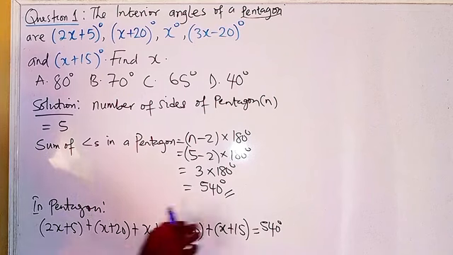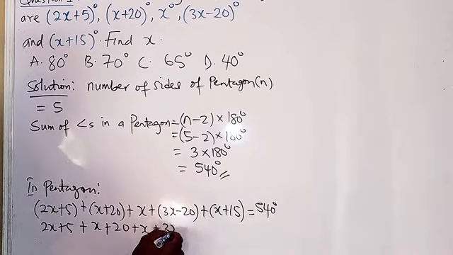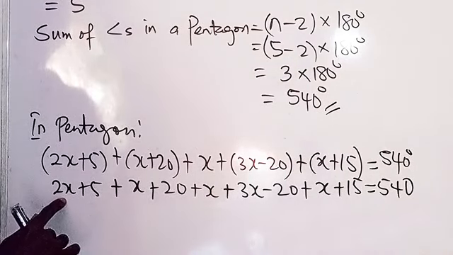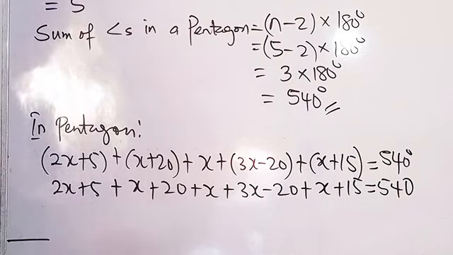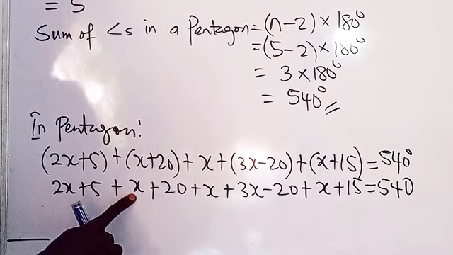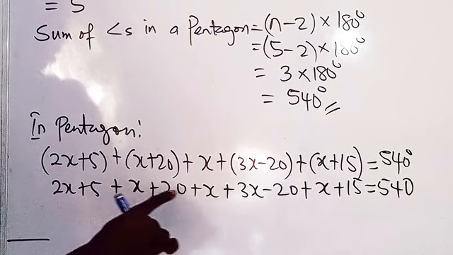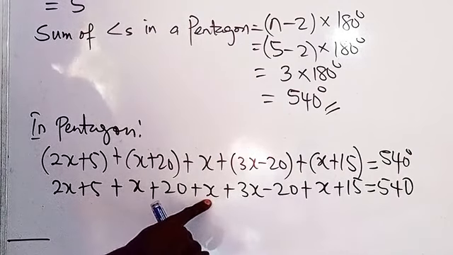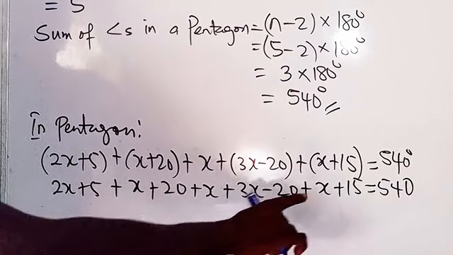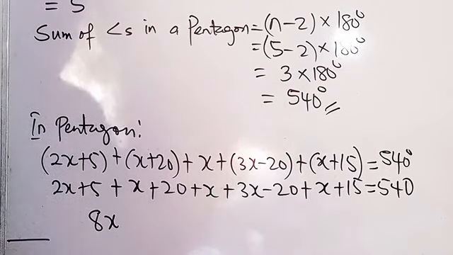So now let's try to combine this. If you open this, this is what you're going to have. Now let's try to collect the like terms. Everything with x: 2x plus x, follow me the way I'm doing it, we have 3x. 3x plus x, I have 4x. 4x plus 3x, we have 7x, plus x, that is 8x. So everything here will be 8x.